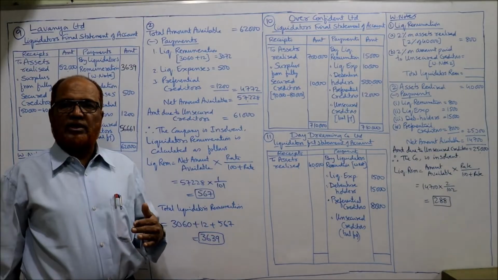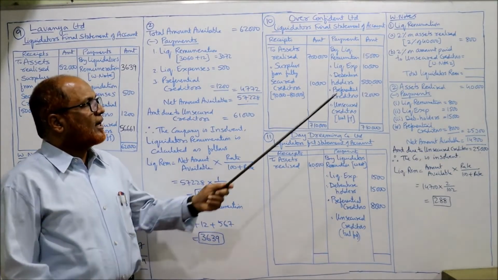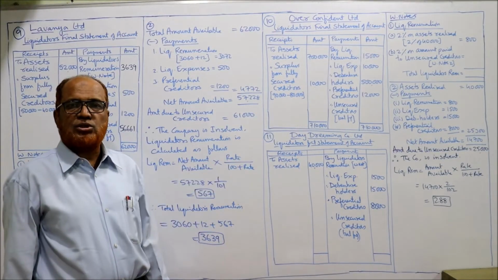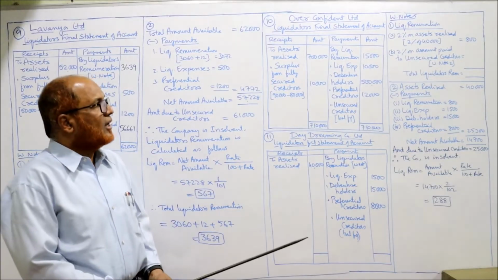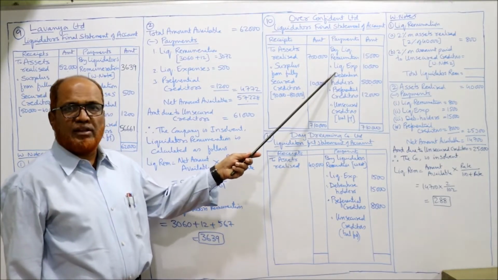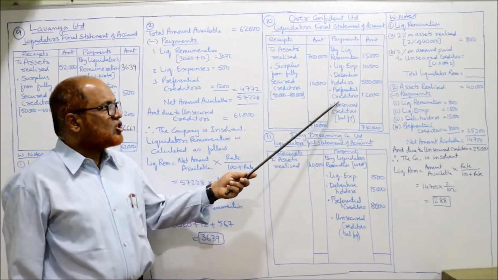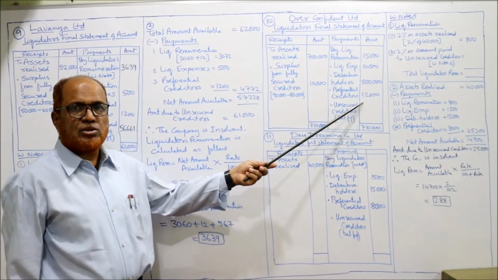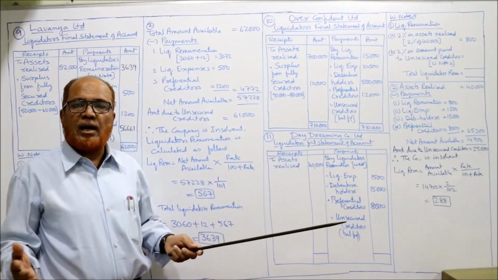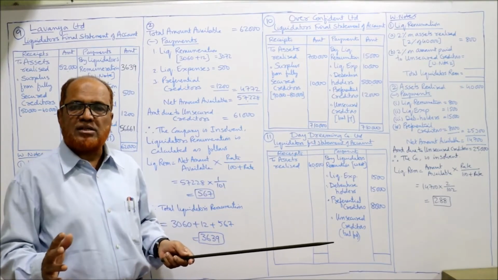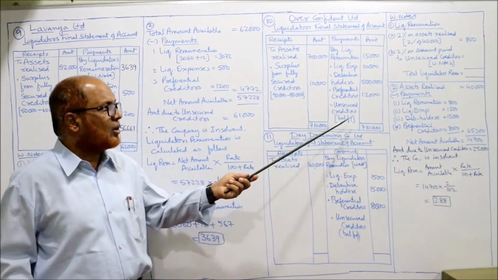First of all, liquidator's remuneration. It is given in the problem as 15,000, so directly 15,000 we have taken. Liquidation expenses 10,000 given in the problem. Then debenture holders to be paid 5 lakh. Preferential creditors to be paid 12,000. That's all. All the amounts payable to outside parties are given except one, that is the unsecured creditor.